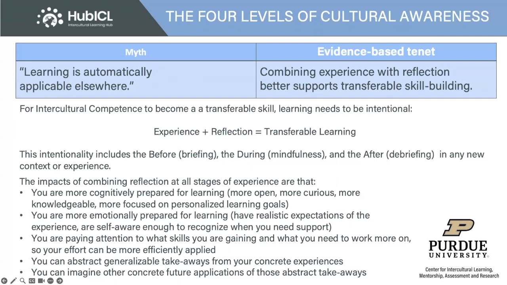The impacts of combining reflection at all stages of experience are that you are more cognitively prepared for learning, more open, more curious, more knowledgeable, more focused on personalized learning goals. You're more emotionally prepared for learning and have realistic expectations of the experience, are self aware enough to recognize when you need support. You're paying attention to what skills you're gaining and what you need to work on so your effort can be more efficiently applied. You can abstract generalizable takeaways from your concrete experiences, and you can imagine other concrete future applications of those abstract takeaways.